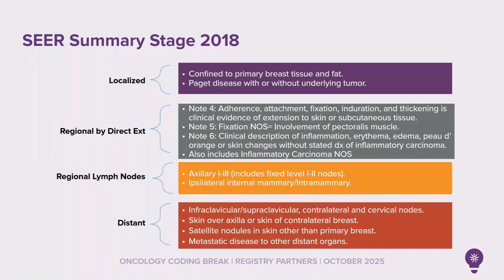The regional lymph node category would include the axillary levels 1 through 3, ipsilateral internal mammary and intramammary nodes. And then distant disease would be the infraclavicular and supraclavicular nodes, as well as any contralateral or cervical nodes. And that would also include any skin involvement of the contralateral breast, satellite lesions of the skin and other sites, and of course, any metastatic disease to distant organs.